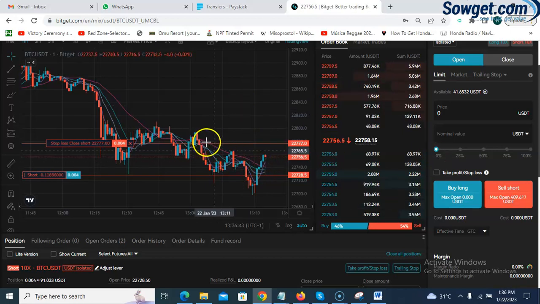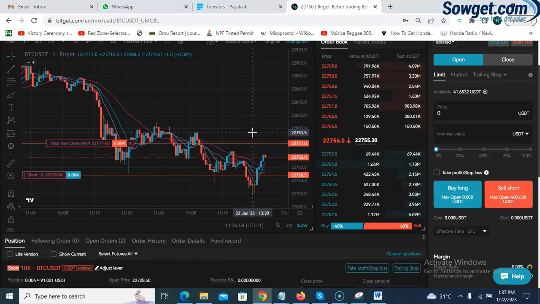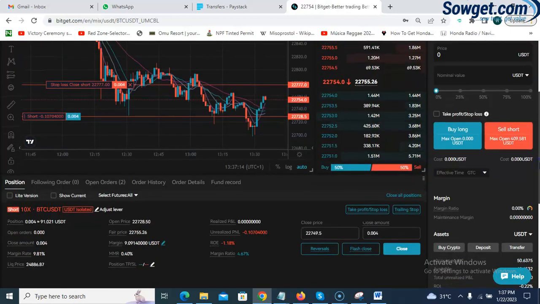With your stop loss, look at where our stop loss is now. Your stop loss is simply going to protect you from losing all of your money. Once the market price gets to 22777, then you are telling the exchange, Bitget, please close me from this position so that I do not lose all of my money. And if the market comes down towards 22728, that's our take profit. That is the price that would exit the trade and make a profit. So alright guys, this is all you need to know about opening and closing and trading futures on Bitget.